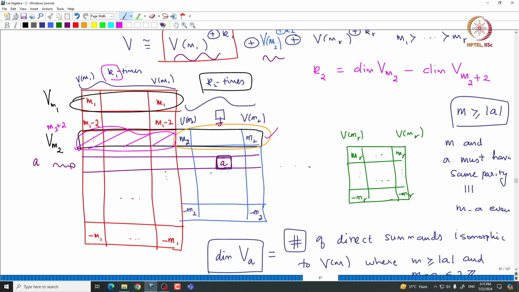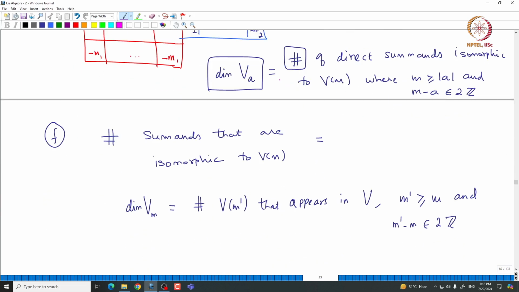And the dimension of that m2 plus 2 cannot come from irreducible modules that are smaller than m2. Okay. So, that weight space contribution cannot be obtained from the smaller things. It has to come from something bigger. So, if you just subtract that part from the entire thing, then you will exactly get the number of irreducible modules, that number K2, the multiplicity of that inside capital V. Okay. And this works for all other cases.